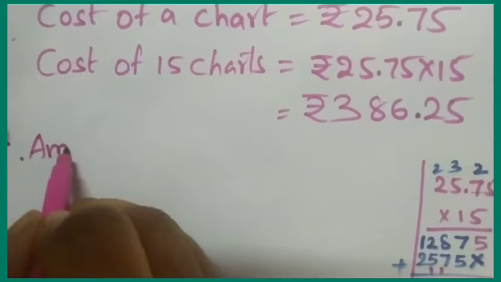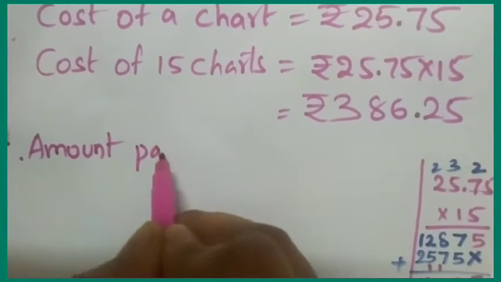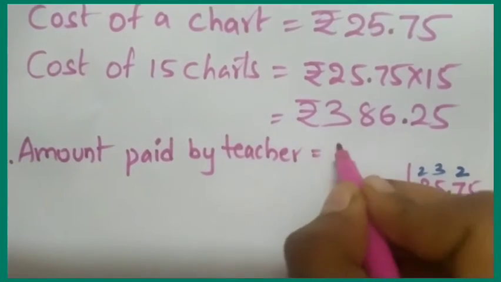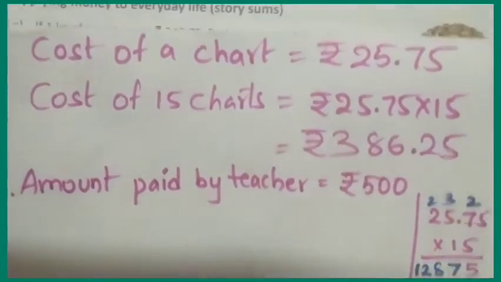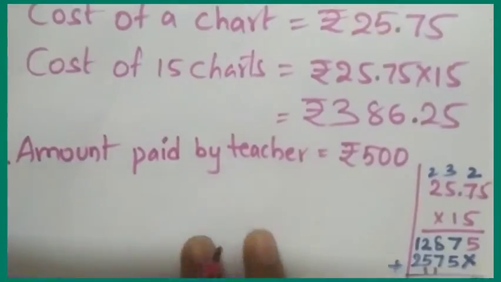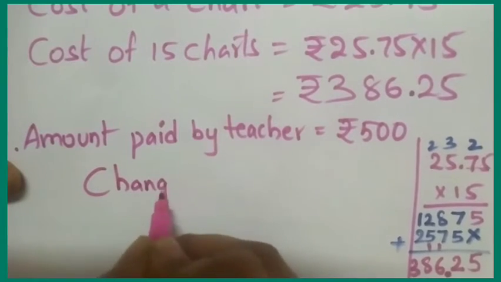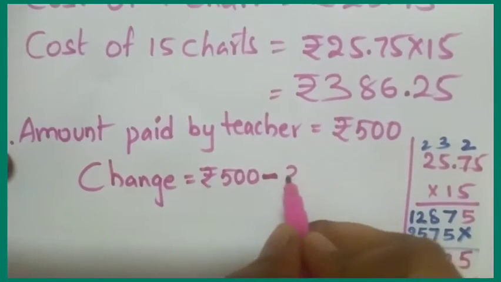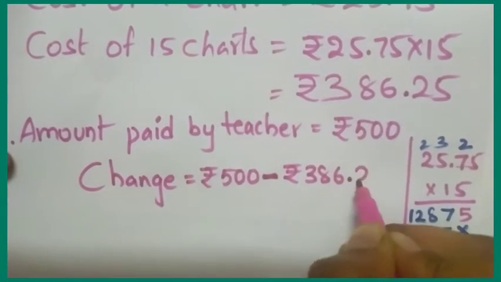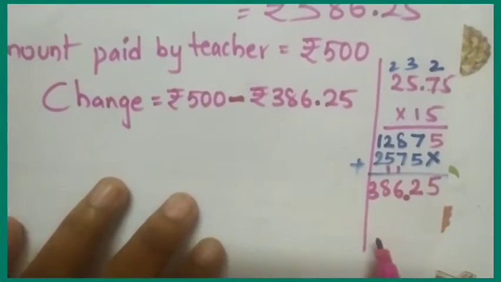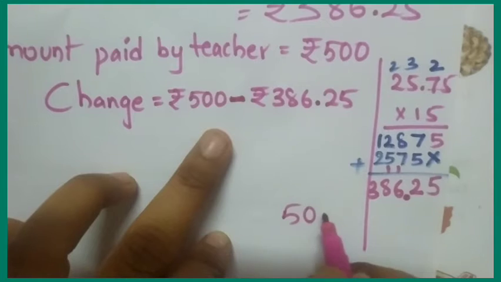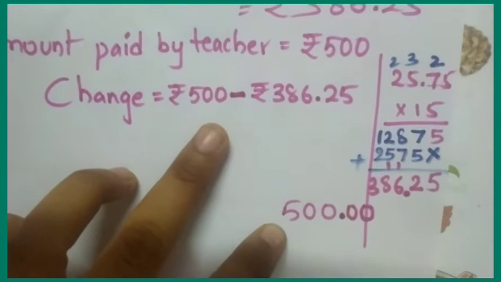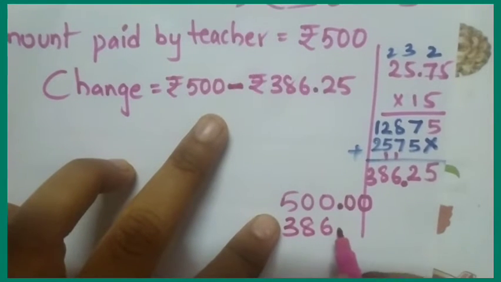Now the amount paid by the teacher. How much did she pay? Yes, 500. Okay, now how much change did she get back? Change, we'll subtract 500 minus 386.25. Okay, now I will do this here. 500, these are rupees, so paise is not given, so we'll keep zeros here. Okay, 386.25.